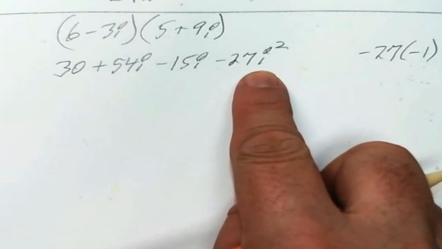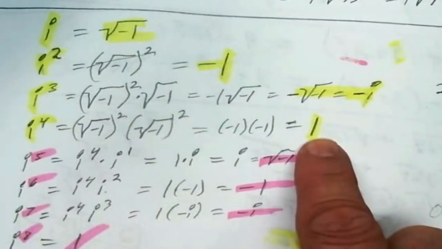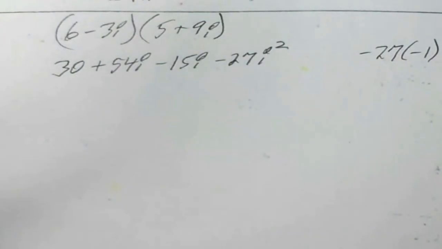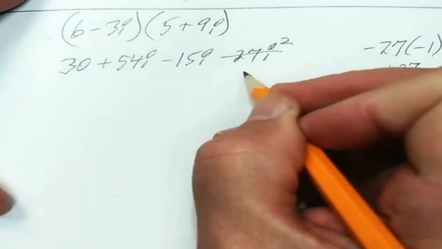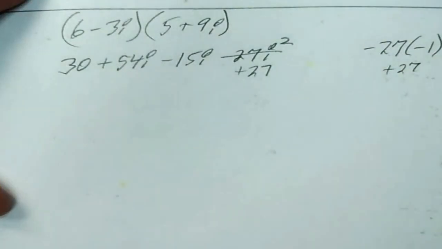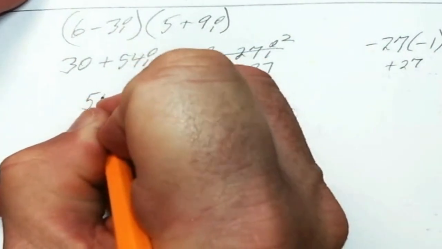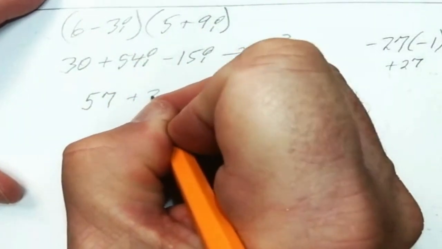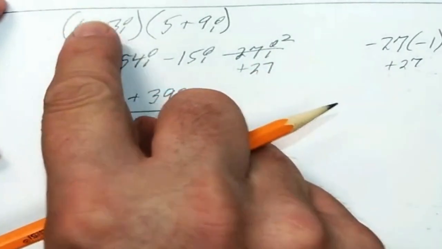That is really huge in this whole thing, in making sure we remember when we have i squared, that's going to be negative 1. When we have i to the fourth, that's going to be a positive 1. So we need to simplify those terms to make them real numbers. So this is the same as plus 27. So now let's simplify this. 30 plus 27 is 57. 54i minus 15i. So this is what it equals when you multiply this number times this number.